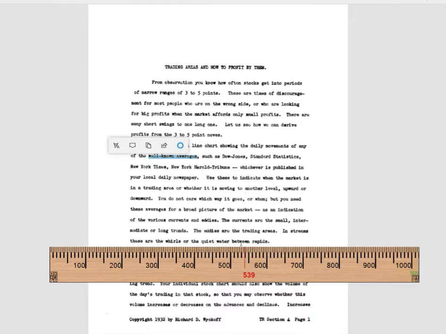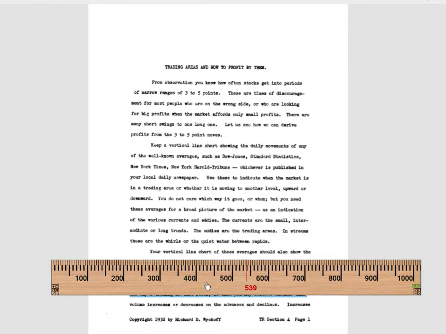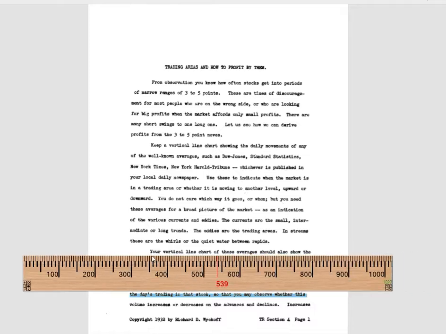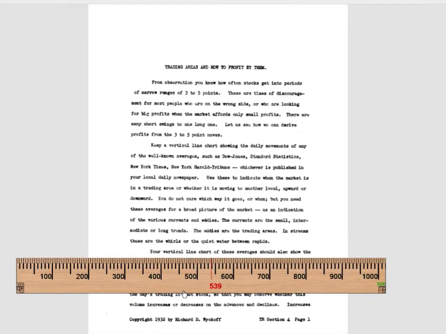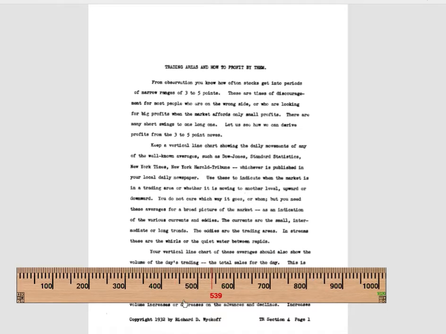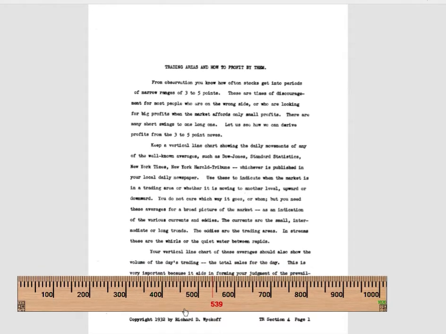So basically, the currents are the small, intermediate, or long trends. It's just different time frames. And the eddies are trading ranges. In streams, these are the worlds of the quiet water. I mean, he's just giving examples, just metaphors about trends and a lower time frame in ranges. Your vertical line chart of these averages should also show the volume of the day's trading.